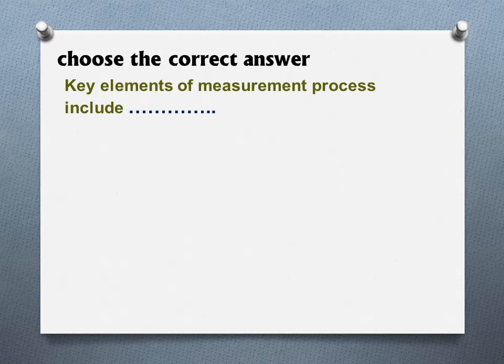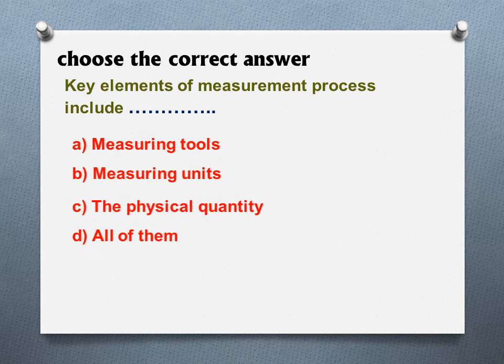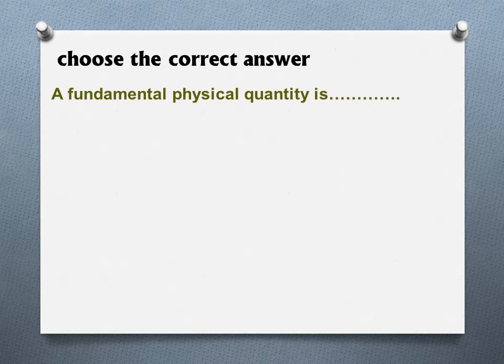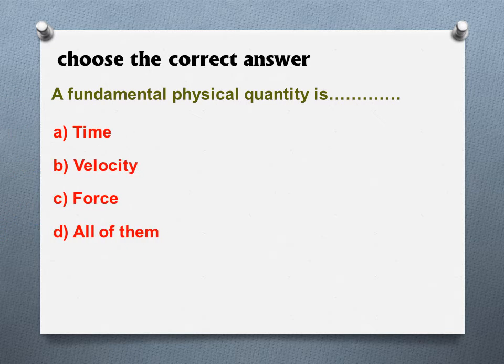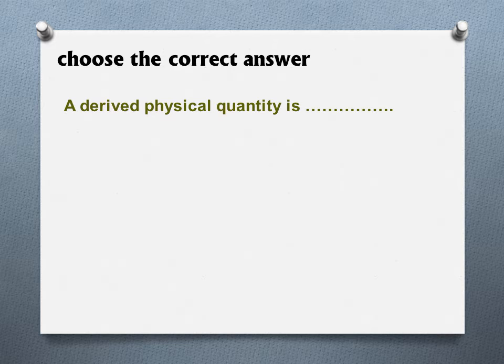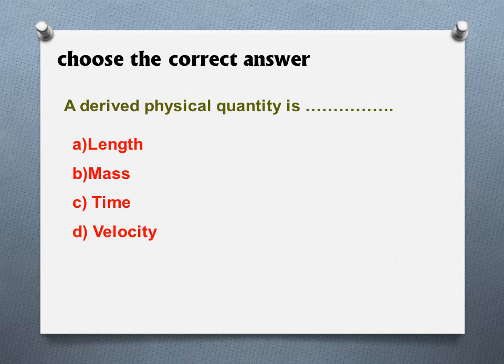Another question in our revision, choose the correct answer. Key elements of measurement process include measuring tool, measuring units, the physical quantity, all of them. The right answer is all of them. A fundamental physical quantity is time, velocity, force, all of them. A fundamental physical quantity is time. A derived physical quantity is length, mass, time, velocity. The correct answer is velocity.